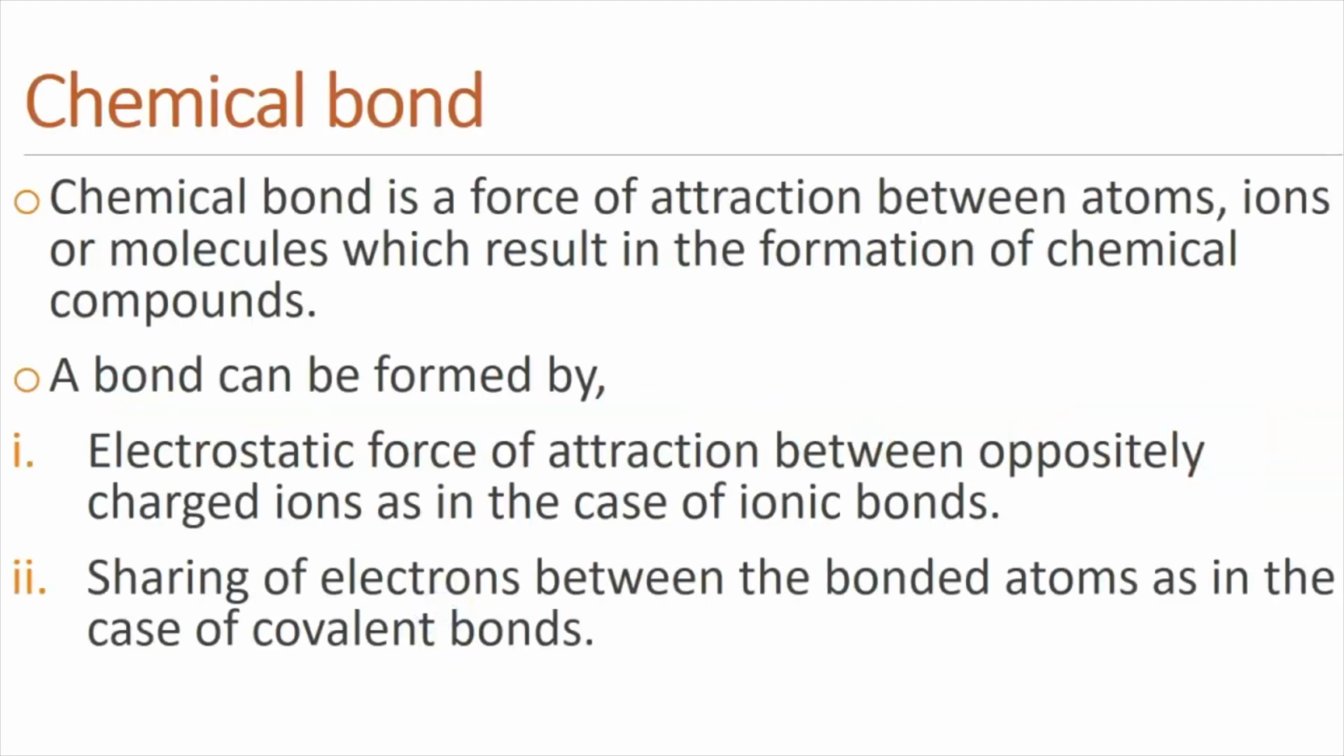The topic that we are going to discuss here is chemical bonding. So let's start from chemical bond. So what is a chemical bond? A chemical bond is a force of attraction between atoms, ions or molecules which result in the formation of chemical compounds. A bond can be formed by mainly two ways, that is electrostatic force of attraction between oppositely charged ions as in the case of ionic bonds, and the second way is sharing of electrons between the bonded atoms as in the case of covalent bonds.